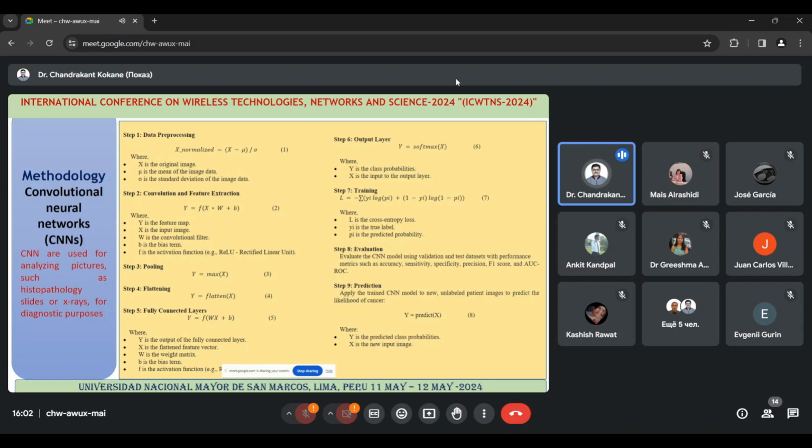W is the weight matrix. Initially, a randomly initialized weight matrix is taken into consideration. The same will be provided to the output layer. Then we have the training and evaluation.